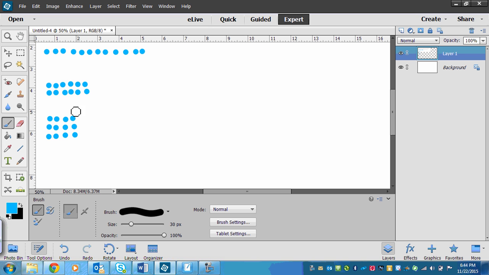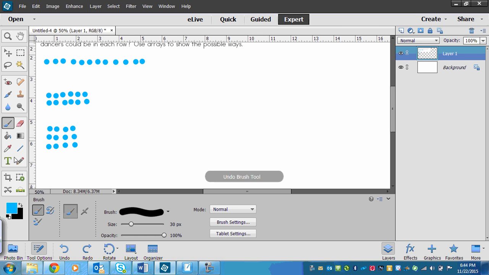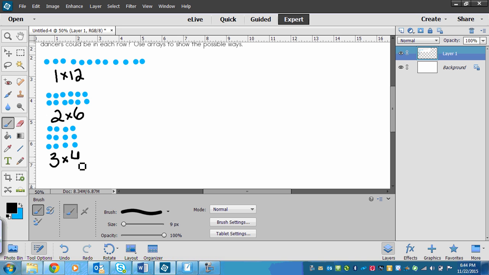Notice you always have to have the same number of counters in each of the rows and each of the columns. I couldn't have 3 in this one and only 2 in this one. It has to be the same number. Okay, oops. Now we've got, here we'll just write down what we've got here. So this one, we've got one row and 12 in each. Here we've got two rows and 6 in each. And here we've got 3 rows and 4 in each column. Okay, so this isn't the only answers though.